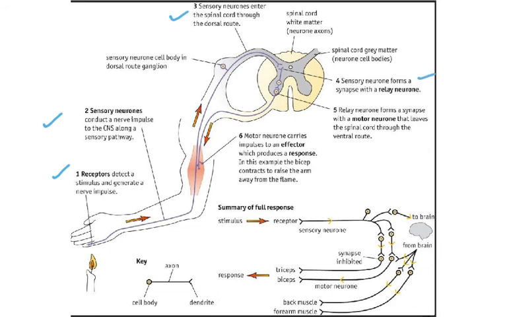Number four, the sensory neuron forms a synapse with a relay neuron. Number five, the relay neuron forms a synapse with a motor neuron. Number six, the motor neuron carries impulses to the effector. In this example, the biceps contracts to raise the arm away from the flame. So this is a very good recap of the entire reflex action. So I hope this now makes it all very clear and you are able to understand it and answer all the questions on reflex action.